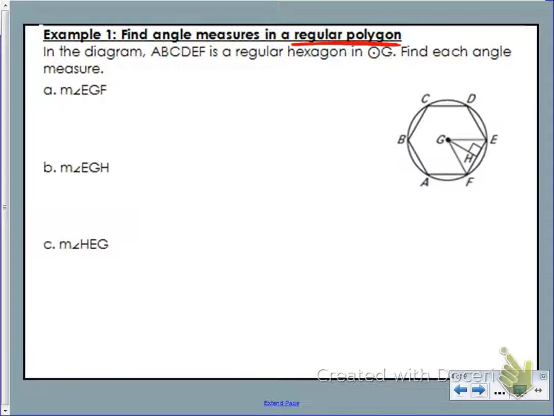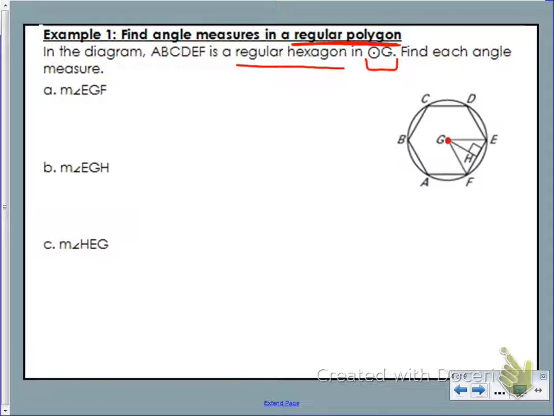In the diagram, ABCDEF is a regular hexagon. So automatically we know all 6 sides are equal and all angles are equal. It also talks about a circle G. So this notation here we haven't seen before. That's telling us that circle G has G as its center point. Find each angle measure. So we're given 3 angle measures we need to find.